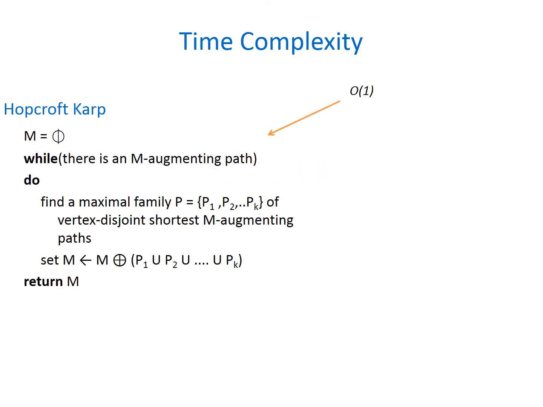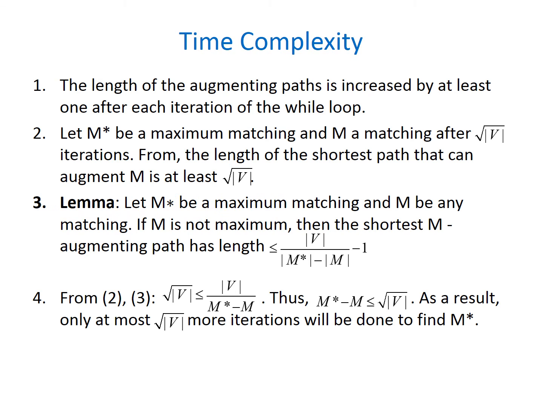Time complexity. M is initialized in constant time. The while loop will run for at most 2 square root of V times. As you could have observed, the length of each augmenting path found increases by at least 1 after each iteration. Assume we have a maximum matching M star and a matching M after square root of V initial iterations. Using the lemma from point 3, for which you can find the proof in the video's description, we can figure out that after the initial square root of V iterations, there will be at most another square root of V iterations.